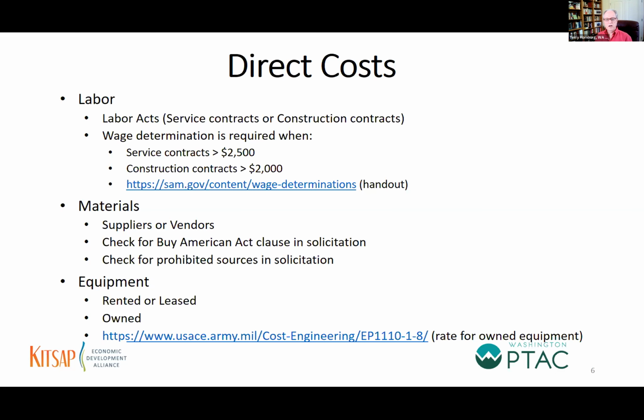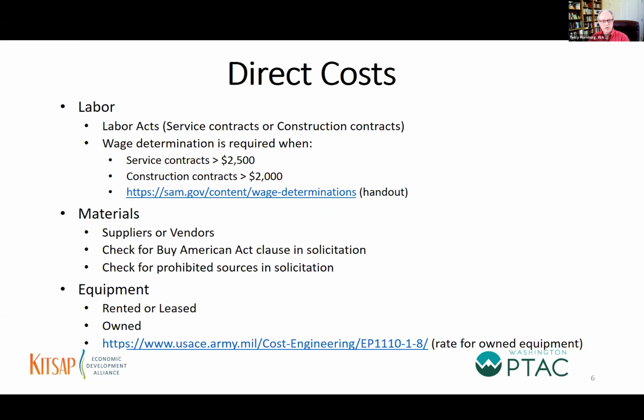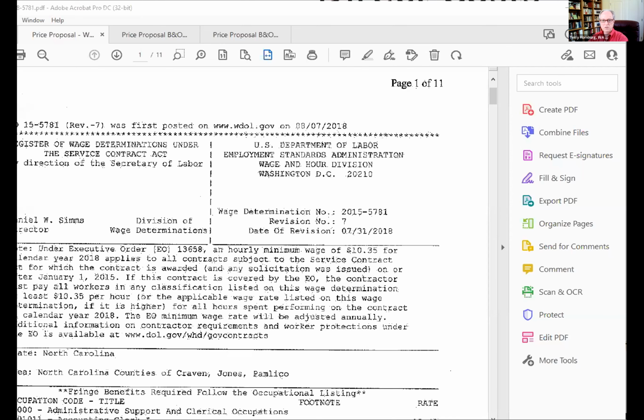So here's another handout. Let's go to that handout. It is a sample wage determination. Are we getting there, Tiffany? It's an 11-page U.S. Department of Labor wage determination.